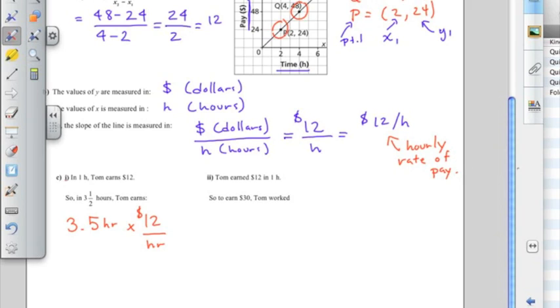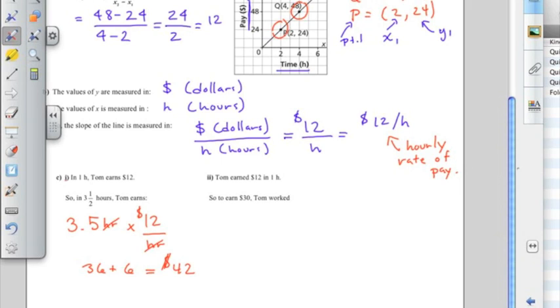Notice that our hours cancel out. You may remember canceling units when we were doing conversions between metric and imperial system and stuff like that. So the hours cancel out, and we're going to have 3.5 times $12. So 3 times 12 is 36, and half of 12 is 6. So we're going to have $42. So in 3.5 hours, Tom could earn $42.